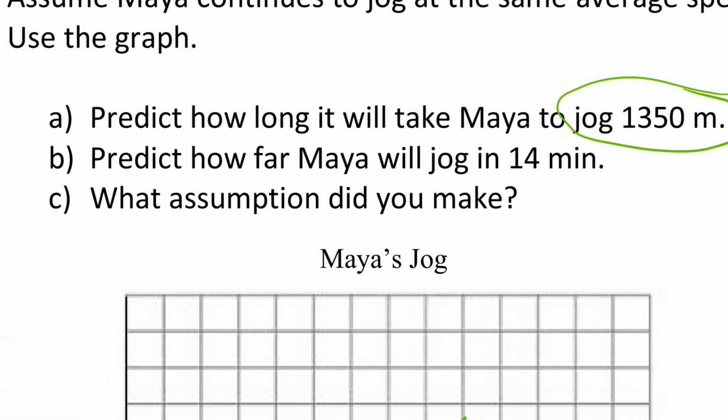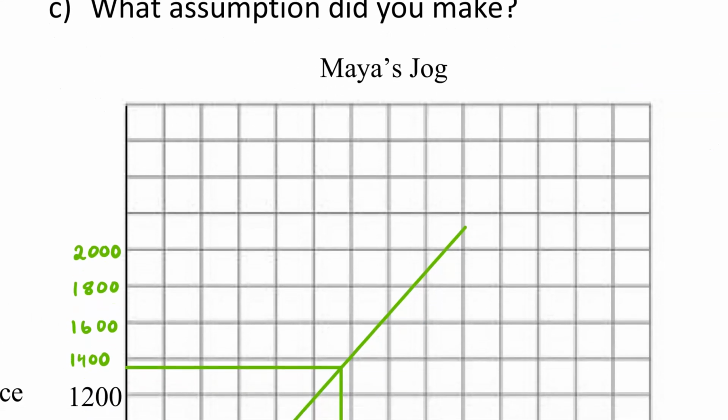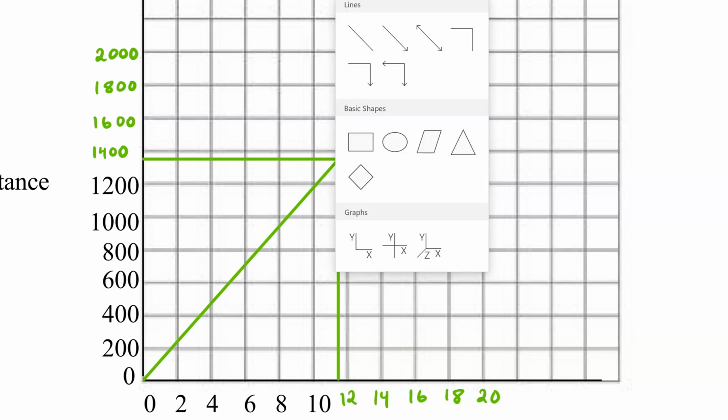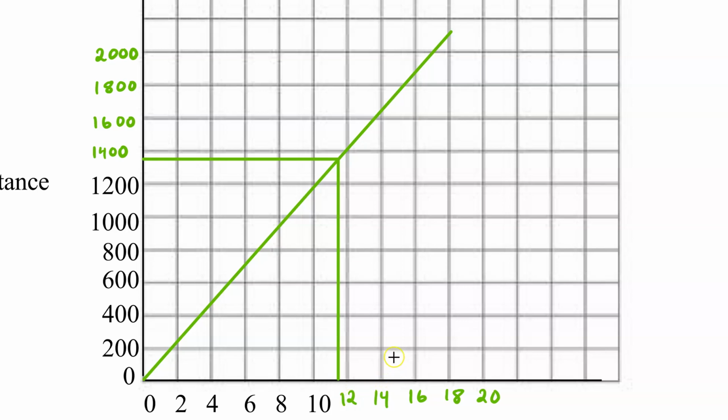For B here, it says predict how far Maya will jog in 14 minutes. So I go back down to my graph. Now I'm going to choose a different color this time. I'm going to choose my shape. Again, I'm going to use my right angle here. And I want to know for 14 minutes. So from 14 minutes, I'll go up from there, connect to my line, and go right over to my Y. So that's about right on.